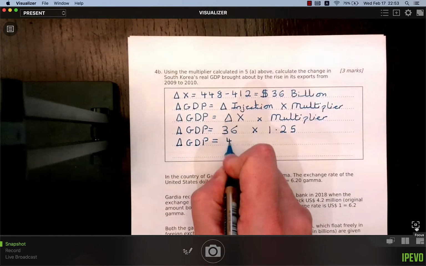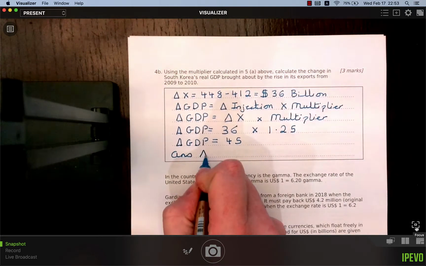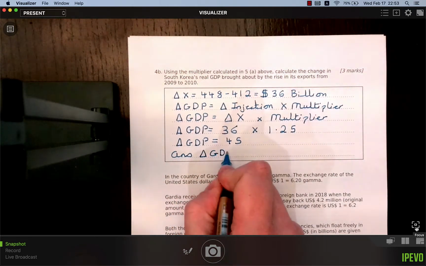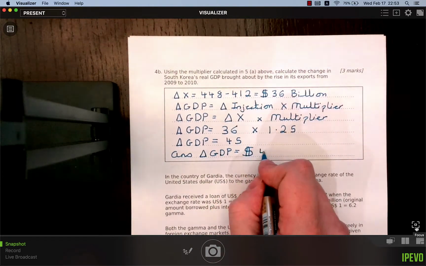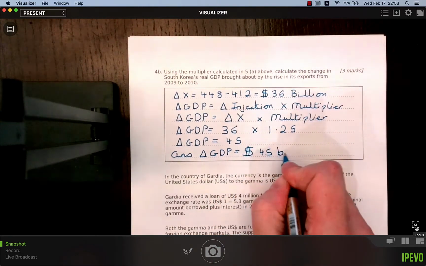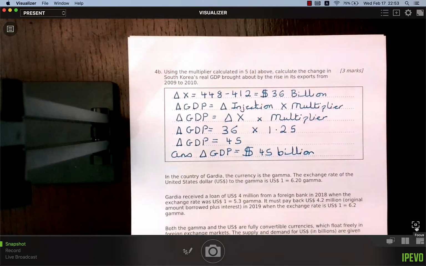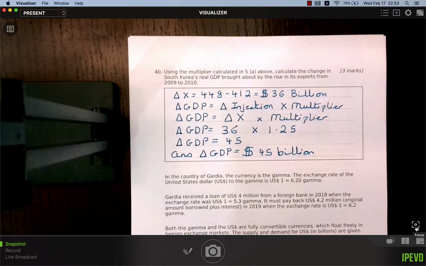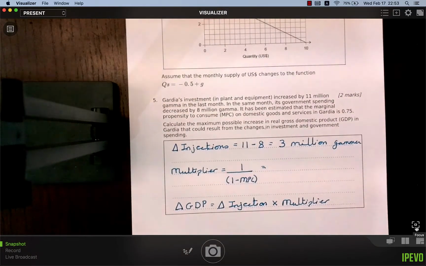Now, I don't know why I do this. Maybe my teachers were strict when I was growing up, but I always write the answer, the change in GDP equals. Now, this is important, write down the currency symbol and the amount. You actually lose marks if you don't write these things. So $45 billion national income increased in South Korea as a result of the change in exports. Okay, that one's done. And like a lot of this stuff, that is completely irrelevant. Now on to, I believe, the last question, and yes it is.